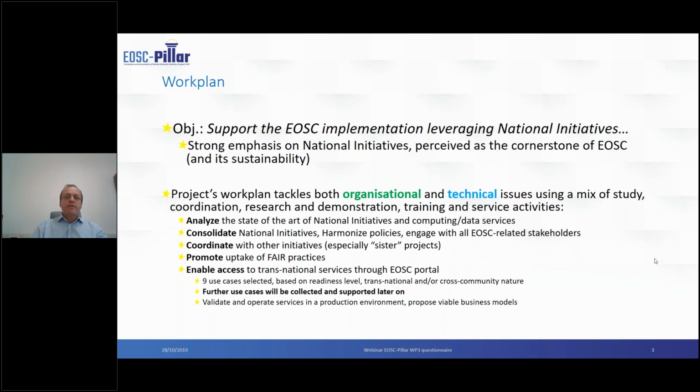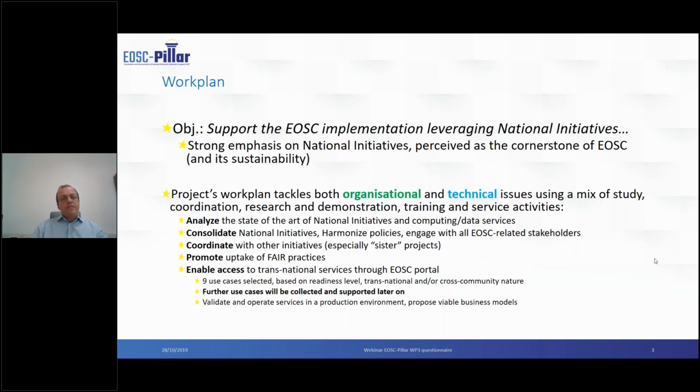And on the other side, we want to act at various levels to analyze the state of the art of national initiatives, first of all, and then consolidate these national initiatives, which in most countries are being born right now, and do some work to harmonize policies and try to engage with all the other EOSC-related stakeholders. And an important keyword in this is also coordination with other initiatives, especially the other projects which have been funded with the same call as I mentioned earlier.